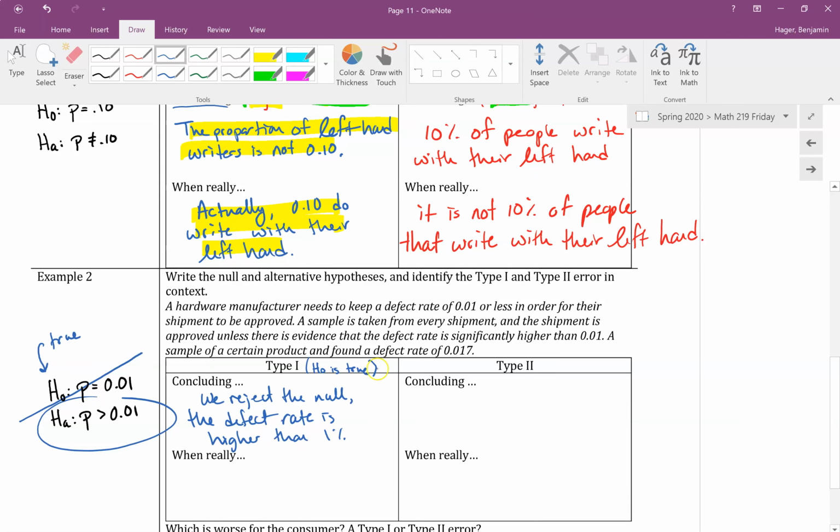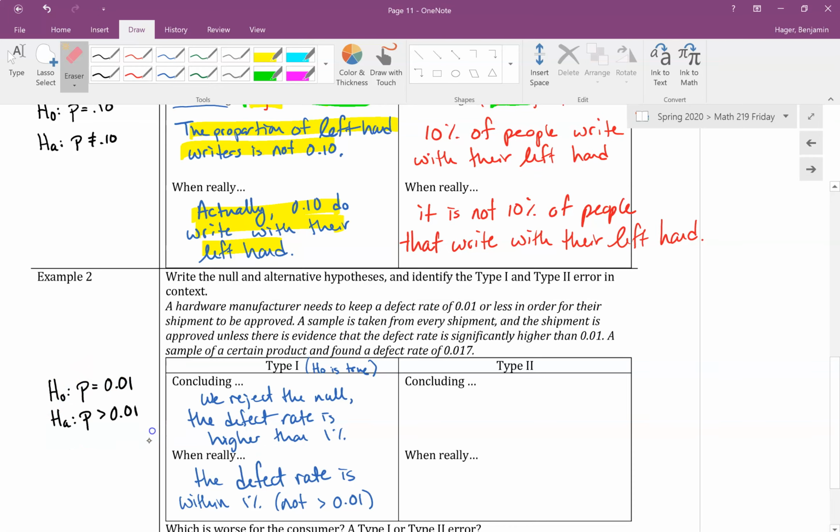When in reality, the null was true. So in reality, the defect rate is okay. It's within 1%, or it's not greater than 0.01. Okay, so that would be a type 1 error: we got rid of the null, but it was actually true. We got rid of the null and went with the alternative, but we didn't need to do that. The null was telling the truth.